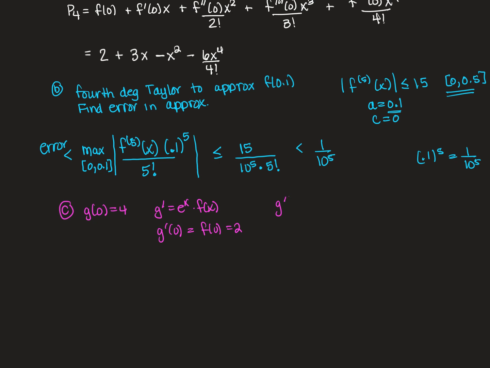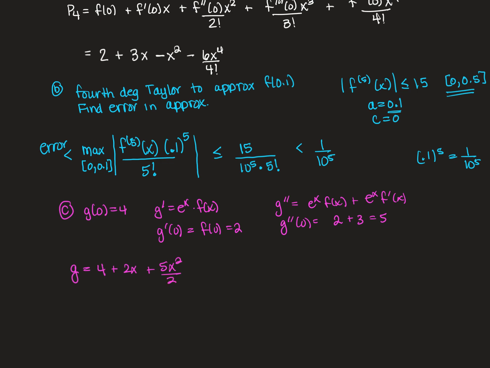Then we can find the second derivative. The second derivative of g would be the derivative of the first, copy down the second, plus the derivative of the second, copy down the first. And if we're plugging in 0, e to the 0 is 1, f of 0 is 2, e to the 0 is 1, f prime of 0 was given to be 3, so that's 5. And it wanted the second degree Taylor polynomial, so this is all we need. So our polynomial for g would then be 4 plus 2x plus 5x squared over 2.